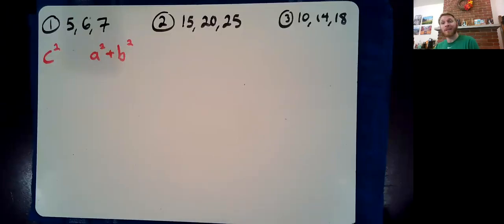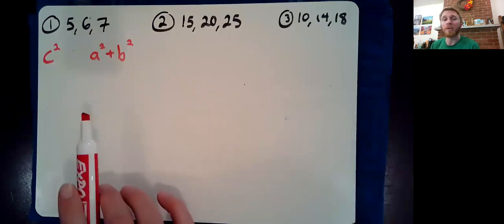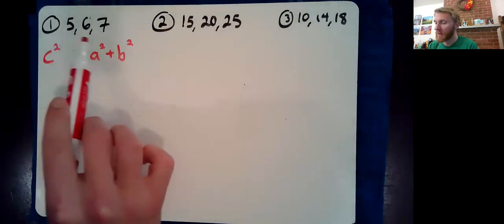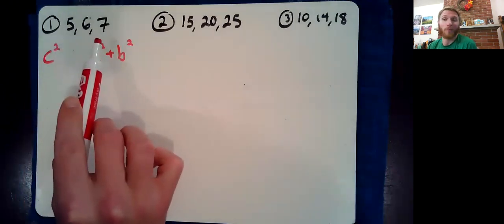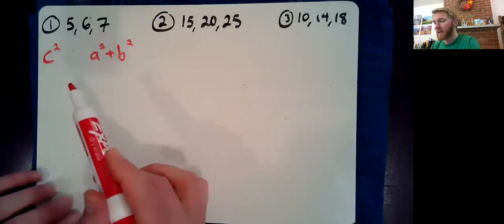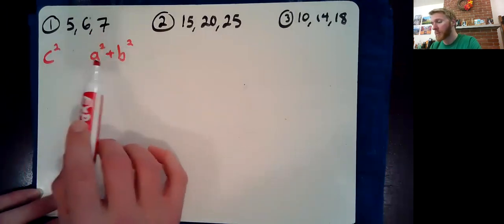Okay, in these next examples, we kind of want to go the opposite way. So instead of using Pythagorean theorem to find a missing side length, we want to use the converse of the Pythagorean theorem to prove if these three side lengths would make a right triangle or if it would not be a right triangle. So it is a right triangle if c squared is equal to a squared plus b squared.